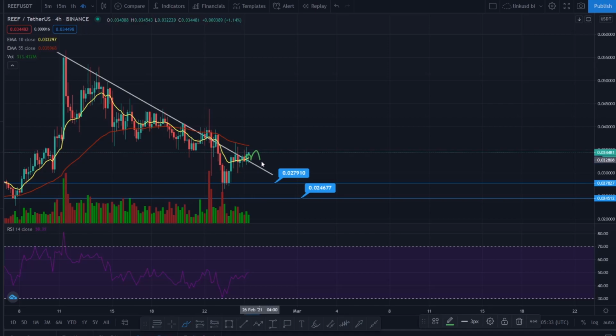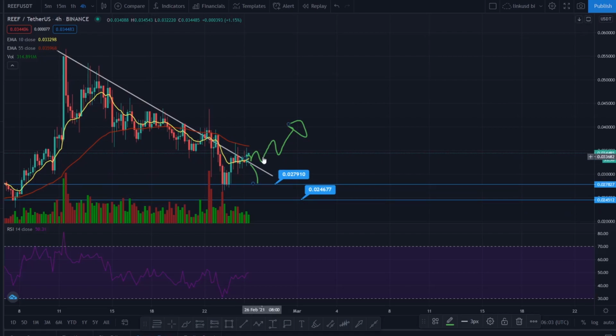So hopefully we can keep moving up now and not break down to this bottom here. But if we were to break down to the bottom, then I would expect this to be a major level of support for Reef, guys. I can't see us falling down to 0.0246. I think this is potentially our local bottom right now. And again, if we were to lose this and come down, this would be a major area.